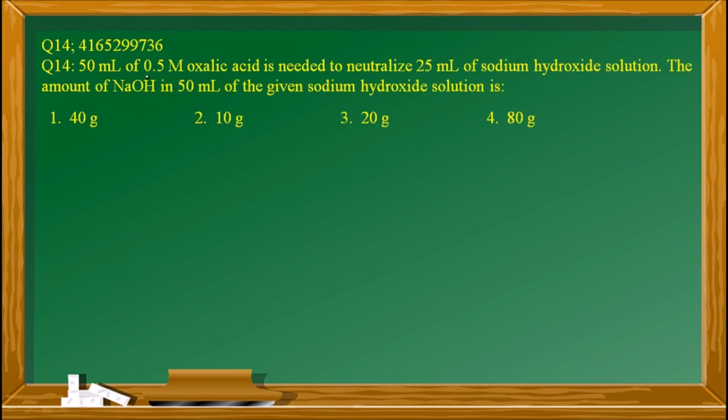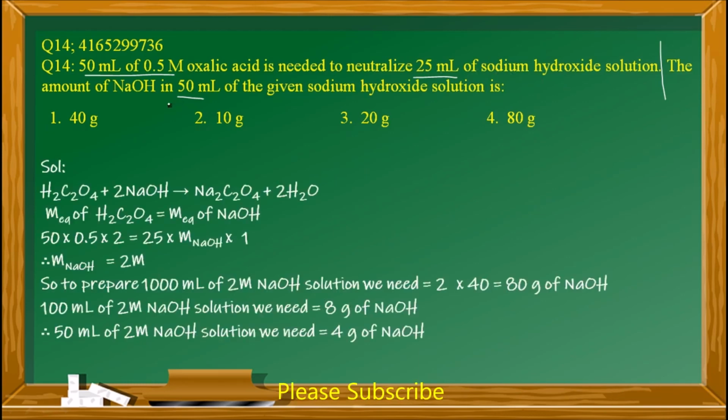50 ml of 0.5 molar oxalic acid is needed to neutralize 25 ml of sodium hydroxide solution. The amount of sodium hydroxide in 50 ml of the given sodium hydroxide solution is... Dear friends, they are asking the amount of sodium hydroxide present in 50 ml of the given sodium hydroxide solution. If you know the molarity of this 25 ml sodium hydroxide solution, it is very easy to say for 50 ml of the given sodium hydroxide solution. Let us calculate the molarity.